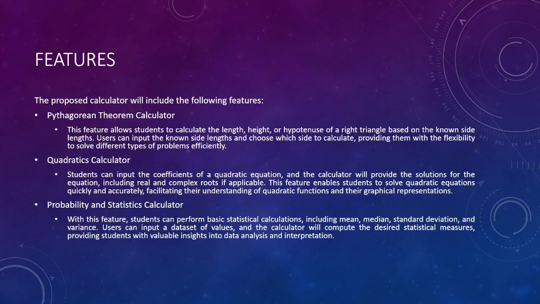The features inside this particular project. The proposed calculator will include the following features. Pythagorean theorem calculator. This feature allows students to calculate the length, height, and the hypotenuse of the right triangle based on the known side length. Users can input the known side length and choose which side to calculate, providing them with the flexibility to solve different types of problems efficiently.